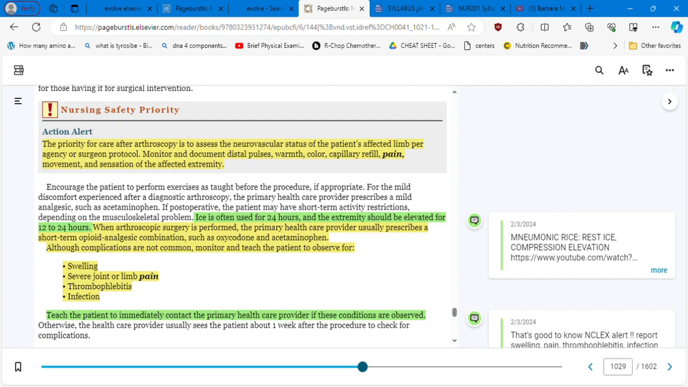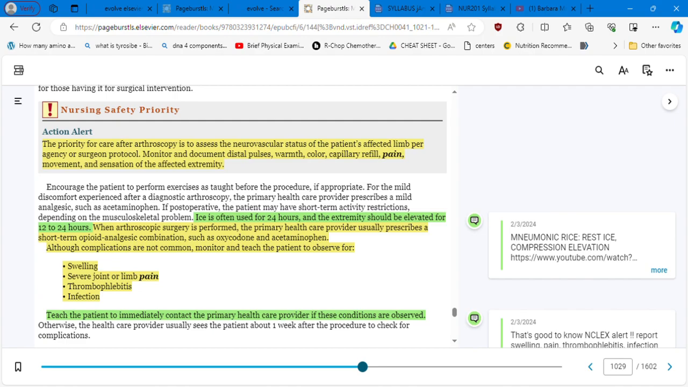Monitor and document distal pulses, warmth, color, capillary refill, pain, movement, and sensation of the extremity affected. And I will strongly suggest to conduct this neurovascular assessment bilaterally. First, you start with the affected extremity, and then you conduct it bilaterally. And then ice is often used for 24 hours, and the extremity should be elevated for 12 to 24 hours. And we're gonna use RICE, right? The protocol RICE: rest, ice, compression, elevation.